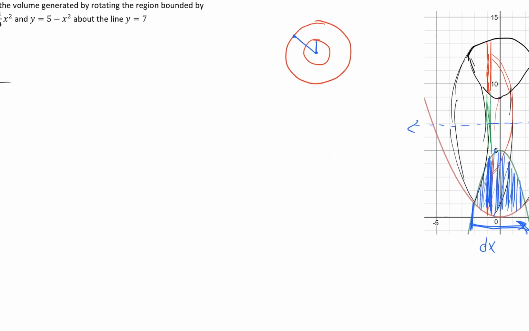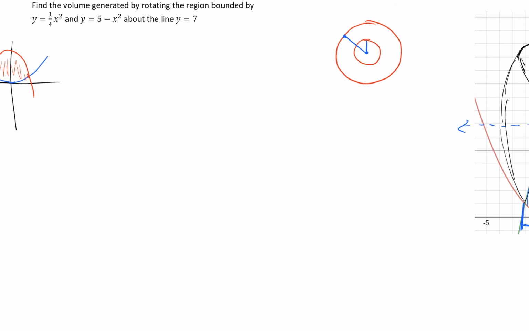Let me write out what the general volume integral is. So volume is equal to pi times the integral from a to b of, remember this is a washer now, so we have our outer radius squared minus our inner radius squared dx.